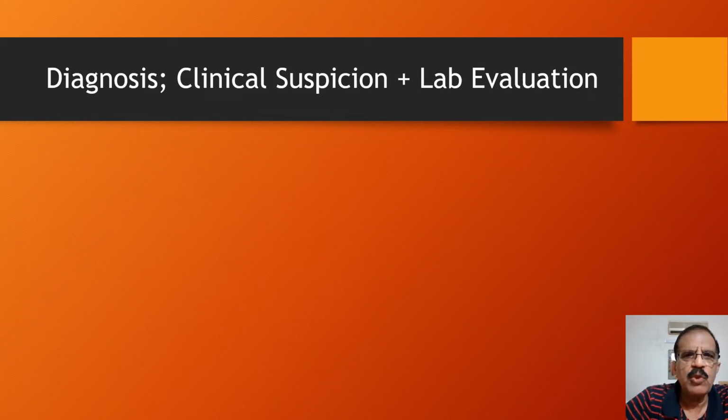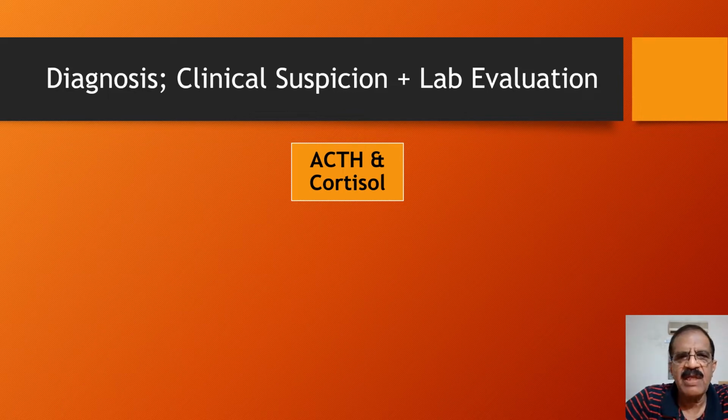Diagnosis of Cushing syndrome is made on the basis of clinical suspicion and lab evaluation. And we'll see how we do that. As I said earlier, the best starting test is to do ACTH and cortisol. And we discussed earlier also, it is to be done in the morning at 8:30 in the fasting state. It can be done in the evening also, but best is morning.